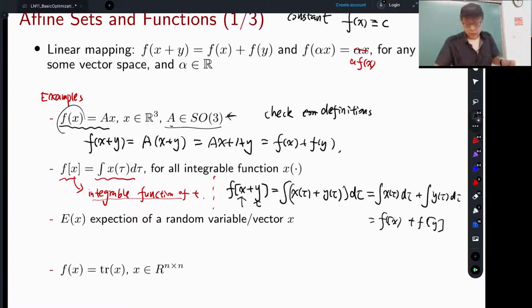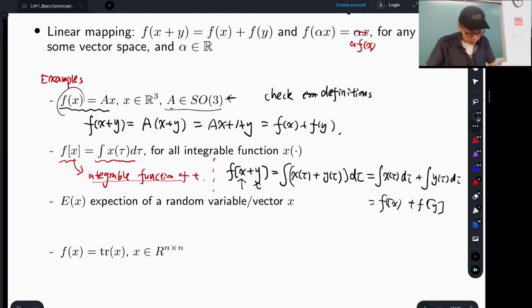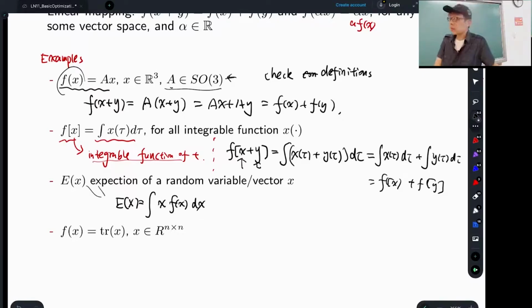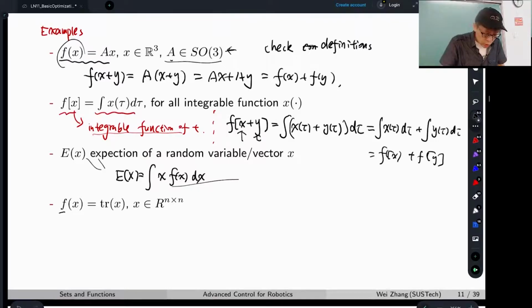I want you to recognize things in a more abstract way. This expectation, I don't want to go into that in this class. It's also a linear operator because expectation is nothing but the integral of the value times the probability of that value occurring, dx. It's also an integral. So for random variables, expectation is a linear operator. Let's not worry about this too much. The next one is trace. Although I write it like x, this time I say x is in R^(n by n).